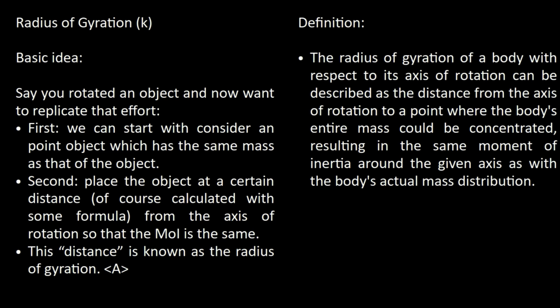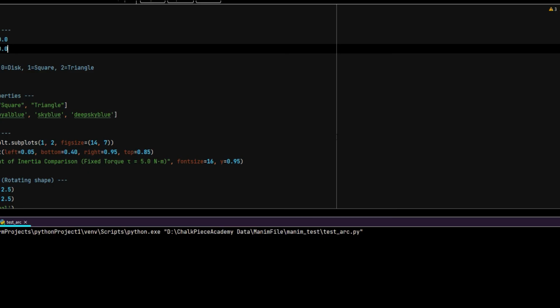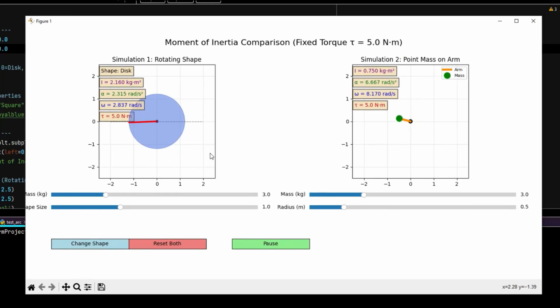So we have something called the radius of gyration. Let me put it this way. Say I have a mass, a disk, or any shape and size, doesn't matter. It has a particular moment of inertia. You guys agree?